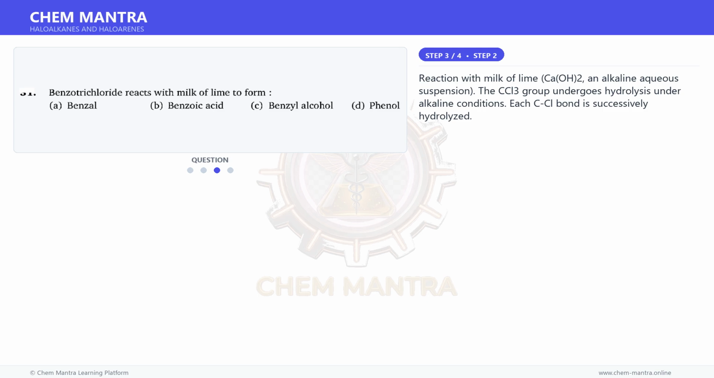Moving on to the next step. Reaction with milk of lime, CaO, in an alkaline aqueous suspension. The CCl3 group undergoes hydrolysis under alkaline conditions. Each C-Cl bond is successively hydrolyzed.